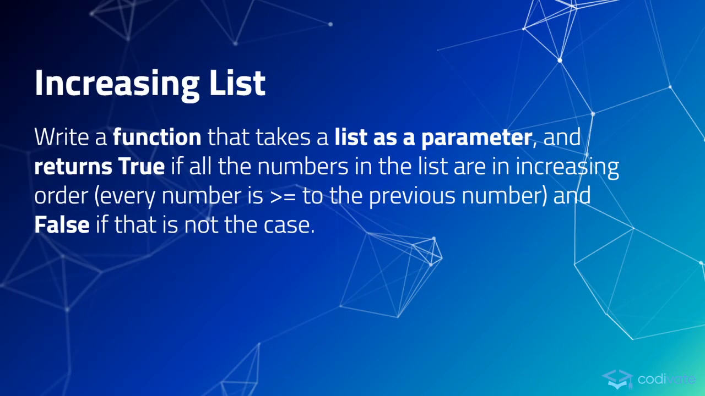Our next problem is called increasing list. We have to write a function that takes a list as a parameter and returns true if all the numbers in the list are in increasing order. This means that every number is greater than or equal to the previous number in the list. However, if this is not the case, we'd have to return false. So true and false is a big hint that we're going to be returning a Boolean. Now would be a good time to pause the video and try it out yourself.